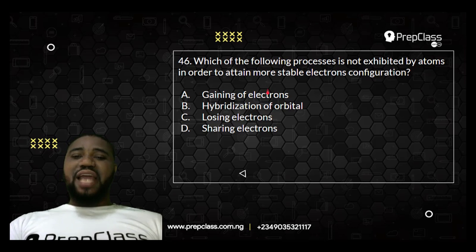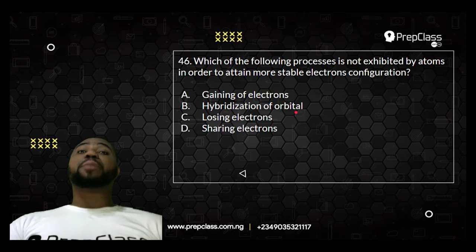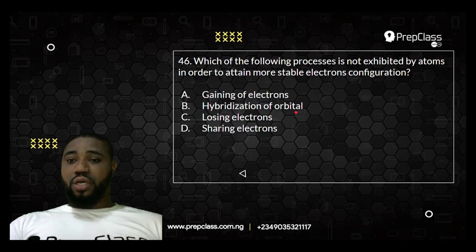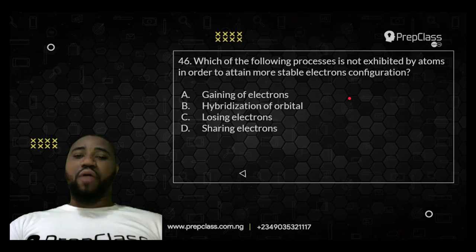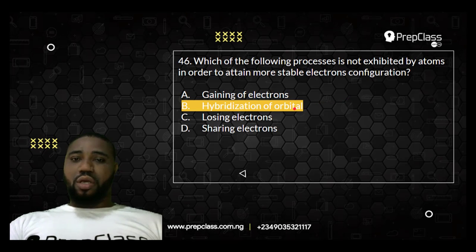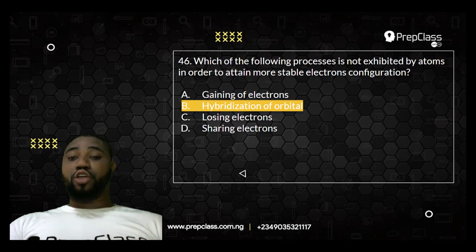Okay, good. So you can see that for an element attaining stable electronic configuration, hybridization is not one of them. Hybridization just tells us about the shape of a molecule. Are you following? Shape of a molecule. So since they say the process that is not exhibited in order for an atom to attain stable electronic configuration, the correct answer is hybridization, because it is not needed for an atom to attain a stable electronic configuration. We've listed the conditions which involve gaining electrons if it's a non-metal, losing electrons if it's a metal, or sharing electrons.